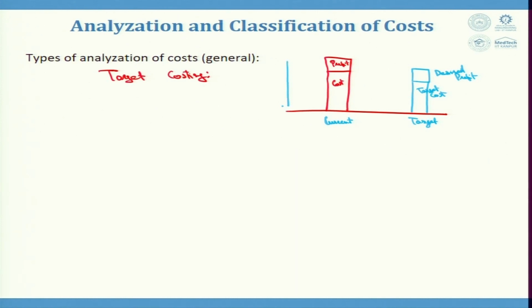Let me put a graph here. This is right, this is our time this side, and this is the cost. Now, you need to have a drift from here to here. This is known as drift. This is known as target costing.